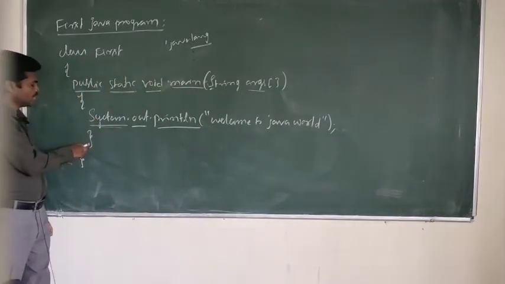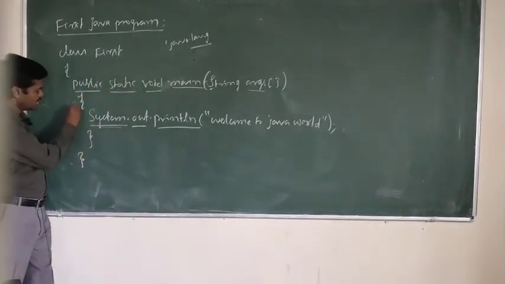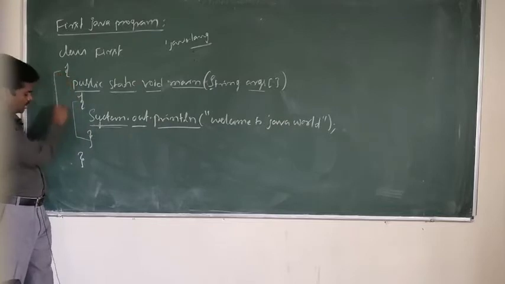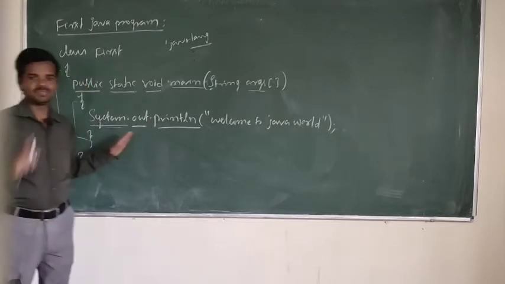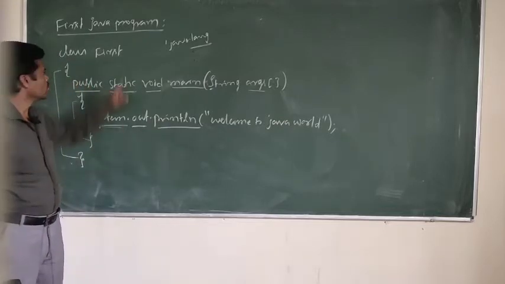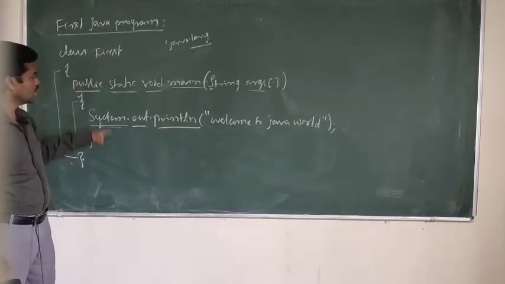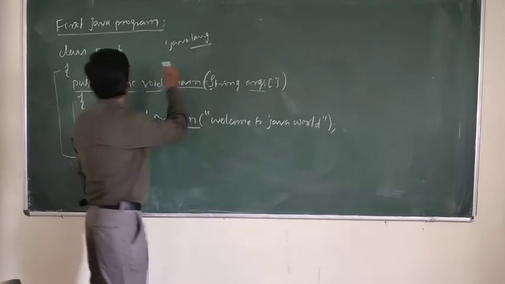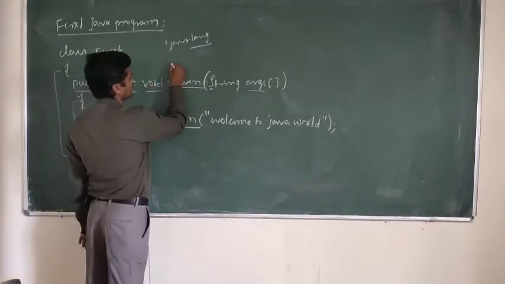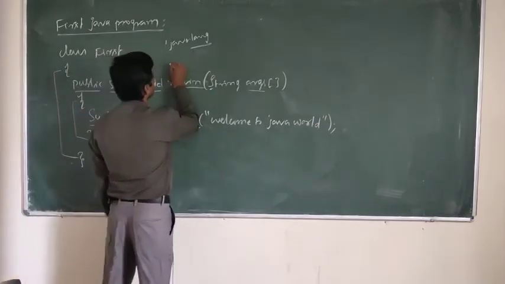Then the end of the method, and the end of the class. This is the end of the method, this is the end of the class. So this is one simple Java program. What is the class name I gave? First. Now how to save this Java program in the system? We have to save it as First.java.